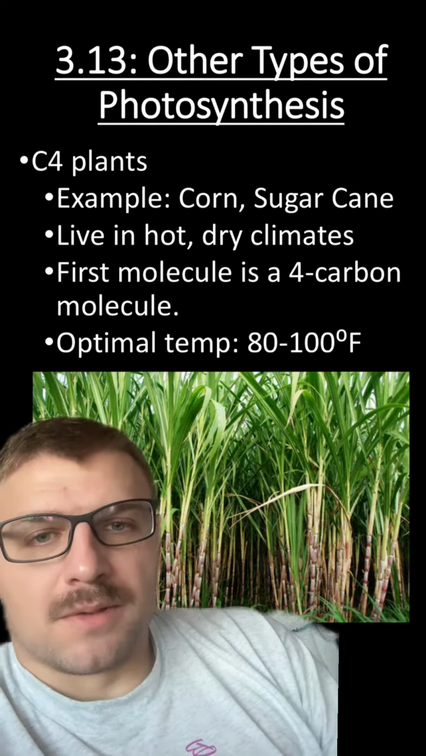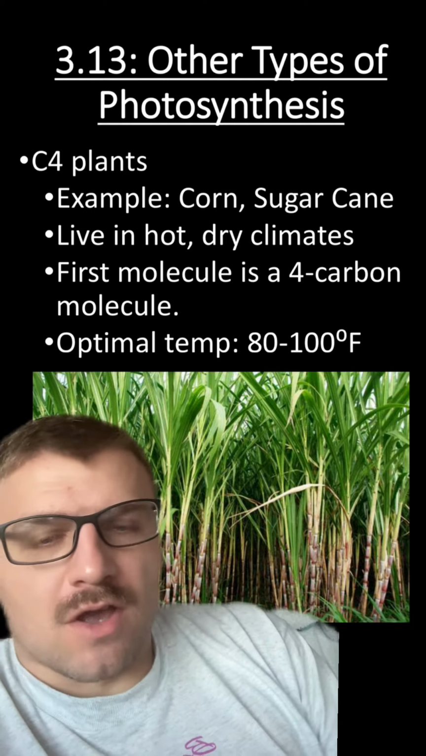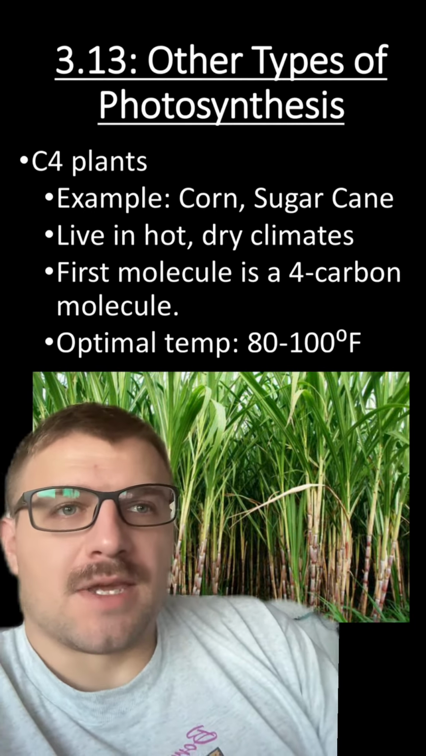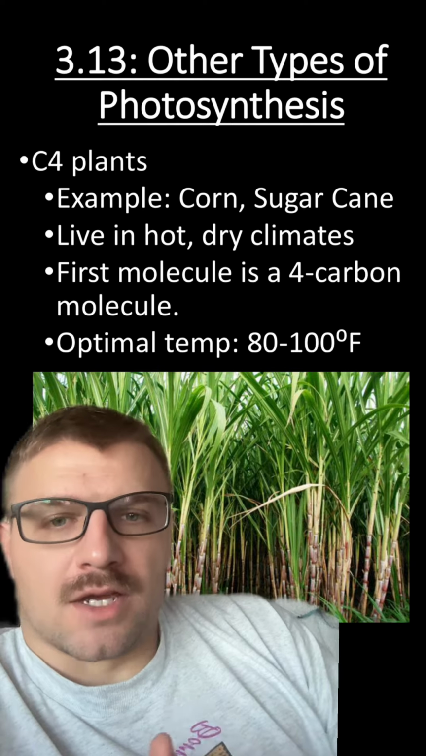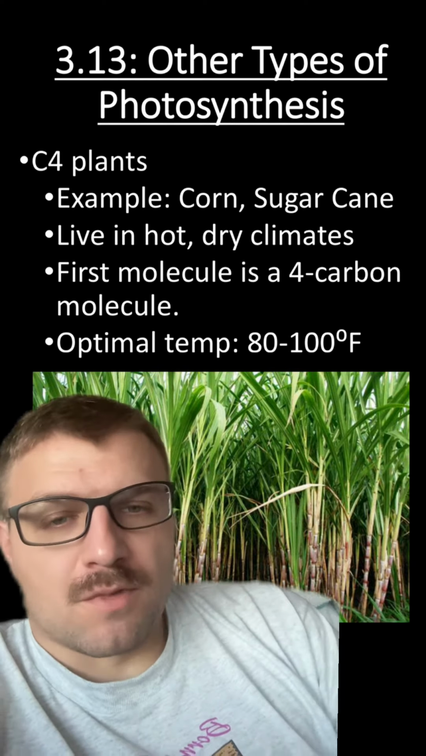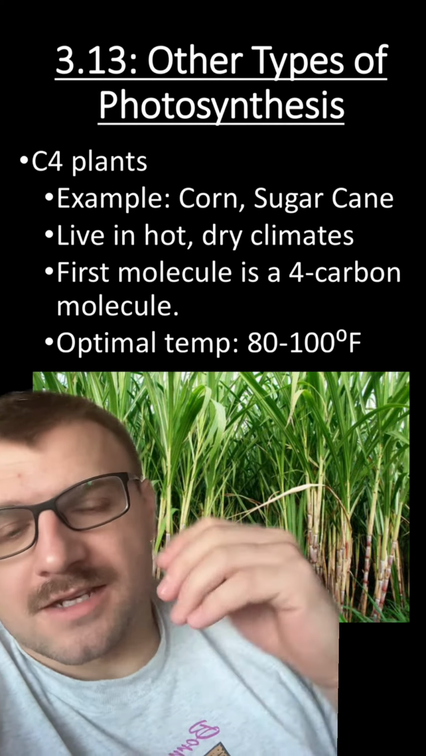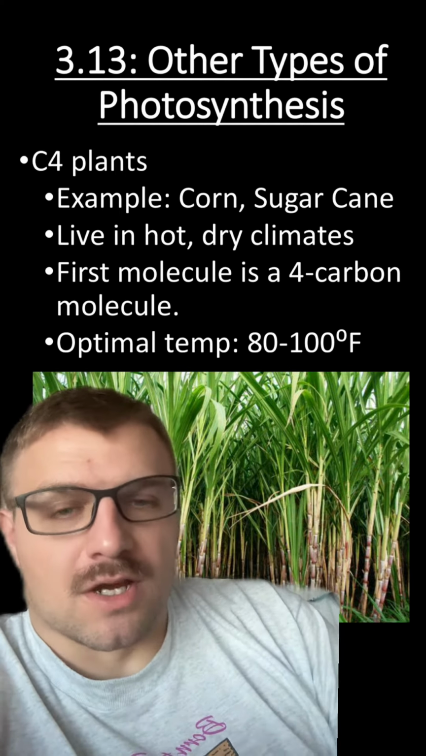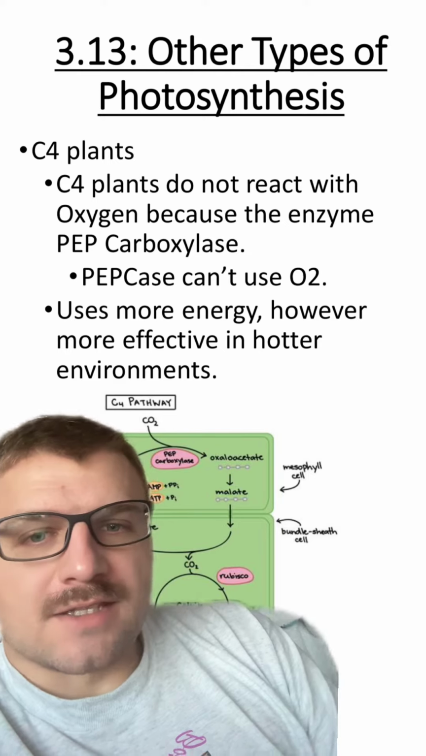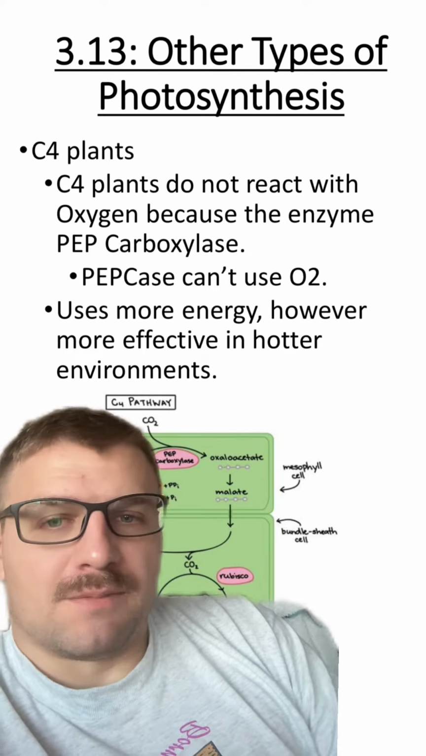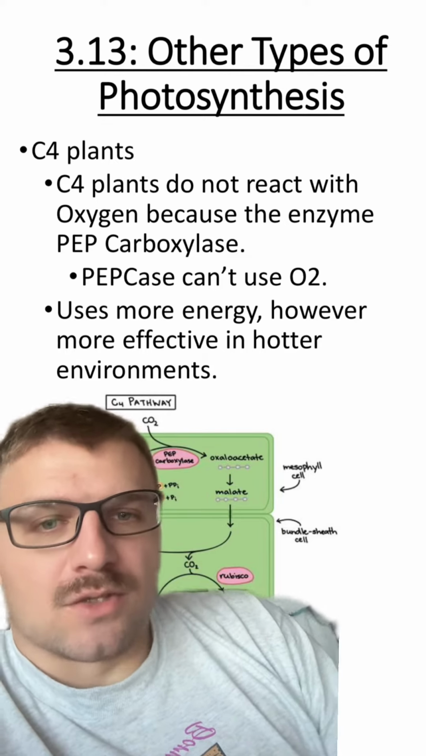C4 plants are plants like corn or sugarcane that live in hot and dry environments. So they need to be able to close their stomata, but not go through photorespiration. The first molecule they form is a 4-carbon molecule. And as you can see here, they definitely live in hotter temperature environments. They also use a different enzyme first called PEP carboxylase that cannot use oxygen.